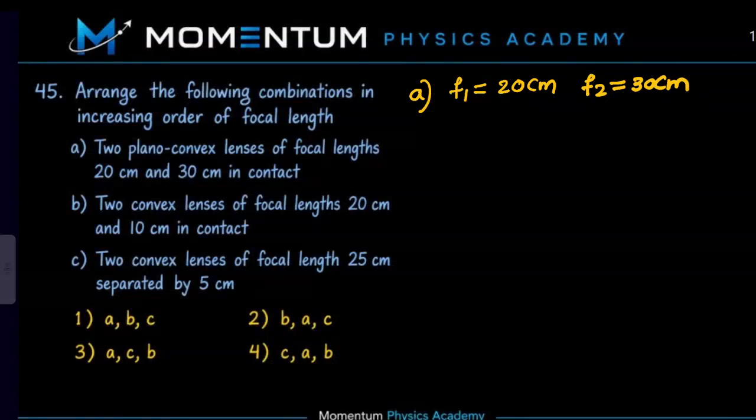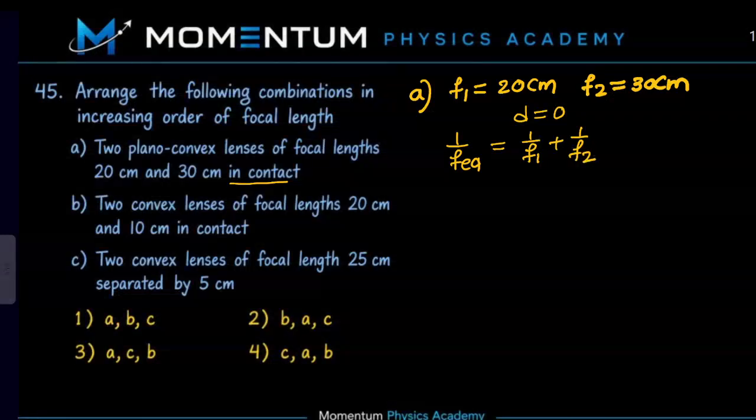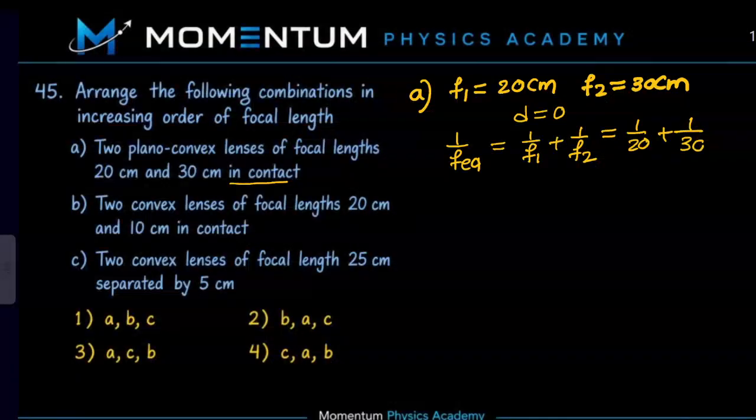Next, and they are saying that these two are in contact. So that means D is how much now? Distance between them is 0. Next, find the focal length of this combination now. That is 1 by F equivalent, which will be equal to 1 by F1 plus 1 by F2, since D value is 0. Then we can write this as 1 by 20 plus 1 by 30 now. So simplify.